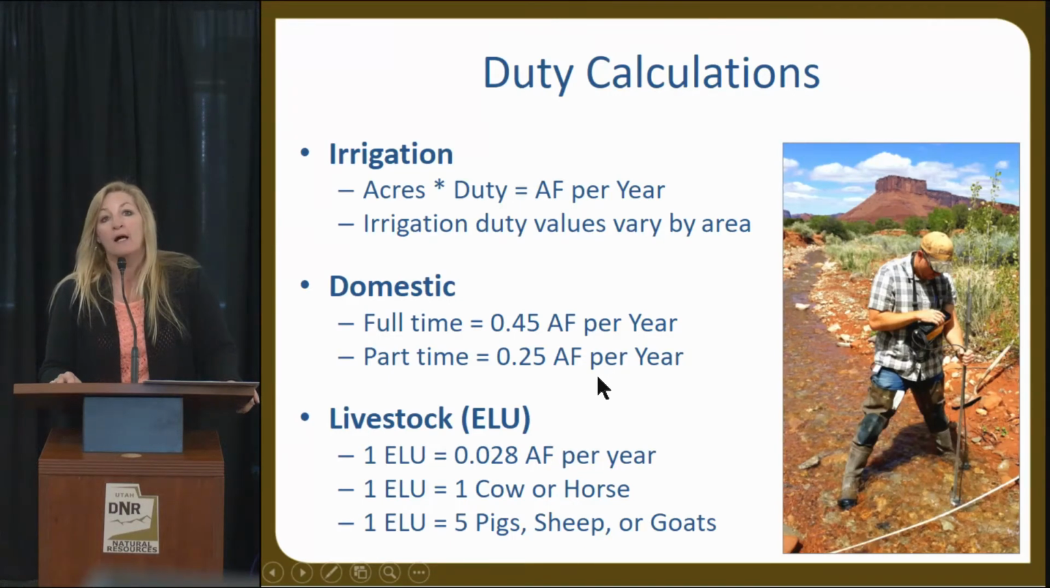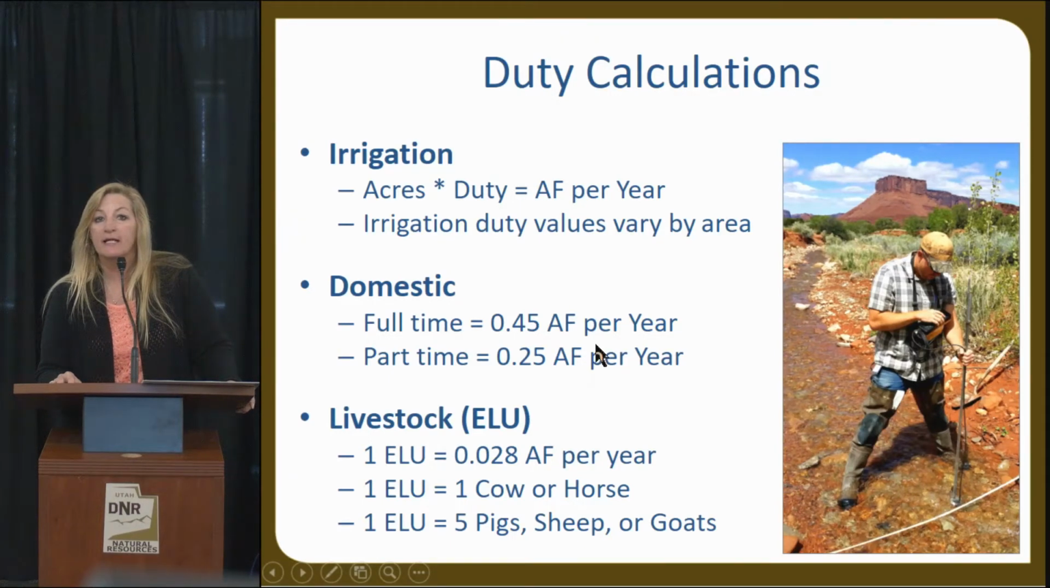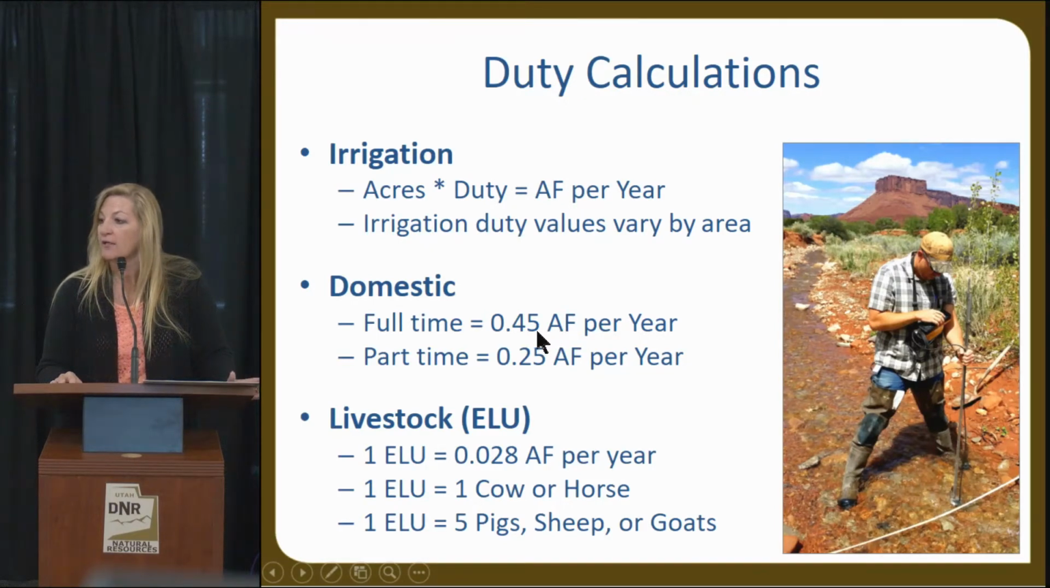For the calculations, you take the number of acres that you want to irrigate and multiply it by the irrigation duty for that area. That will give you the acre-foot amount you are limited to for that irrigation portion for the year, or in reality, for the irrigation season. The irrigation duty, as shown to you earlier, does vary by area.